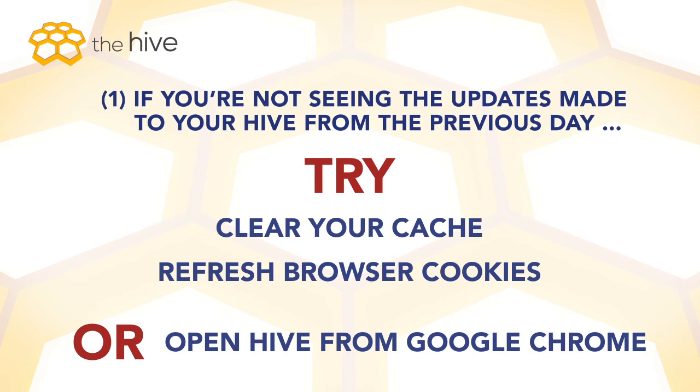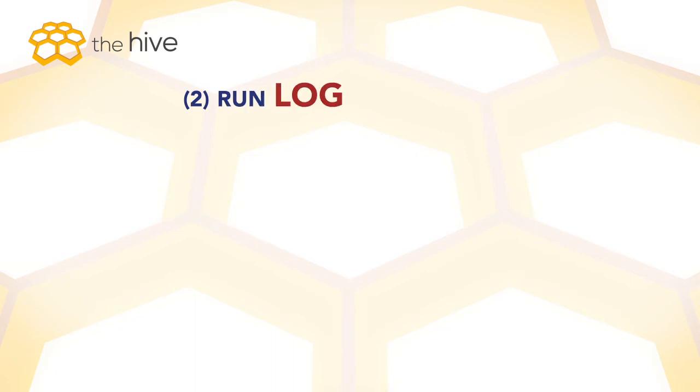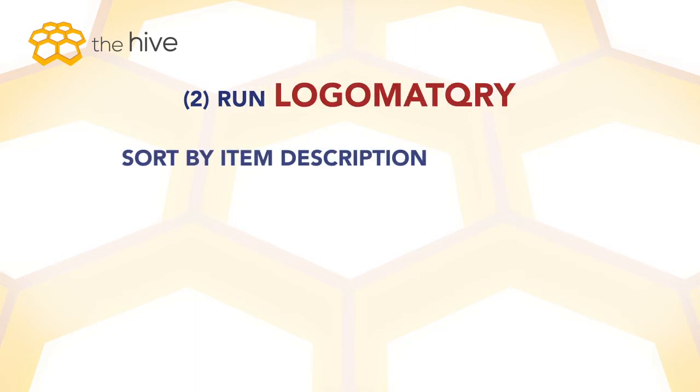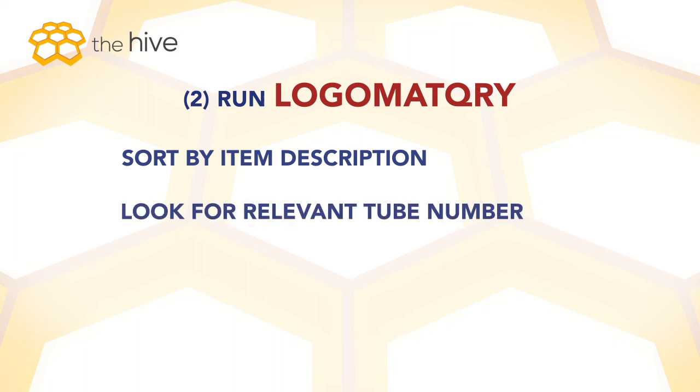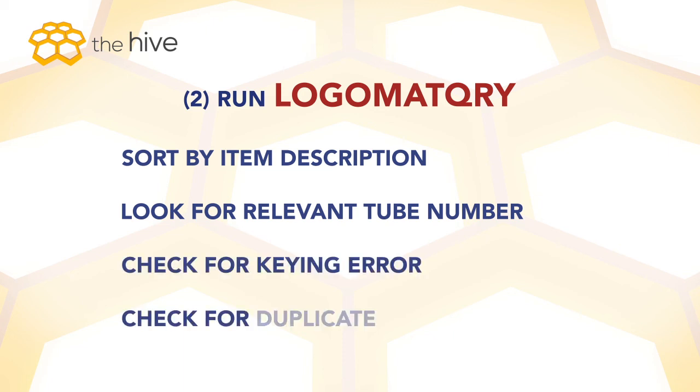If you're not seeing the updates you've made and one of the two above tips doesn't work, run logo mat query in AS400. Sort the spreadsheet by item description and look for the tube number you're trying to see the update for. You may notice there's either been a keying error or there are duplicate mats assigned to the same tube and one of them will need to be reassigned to an available tube.